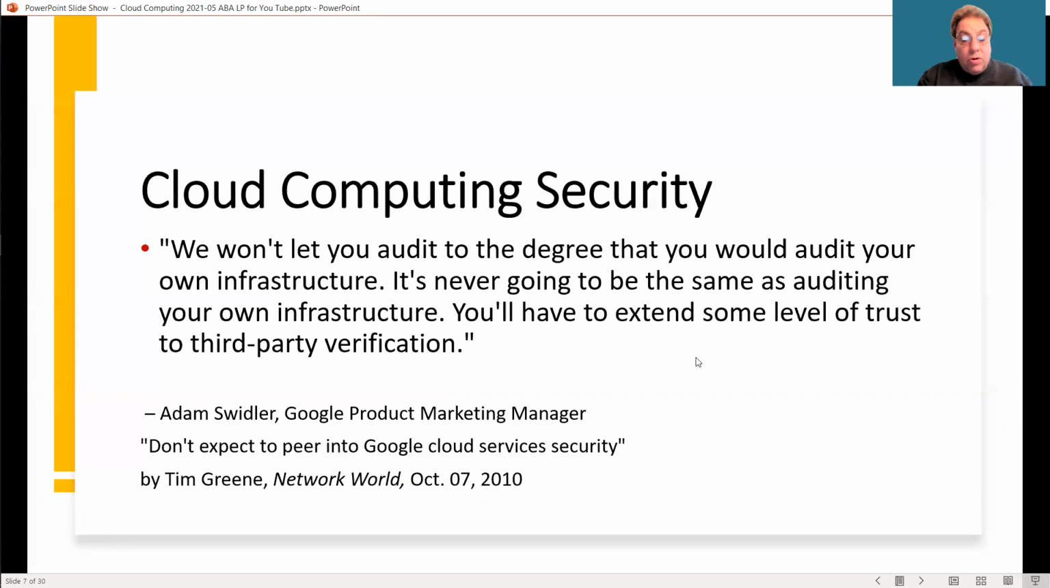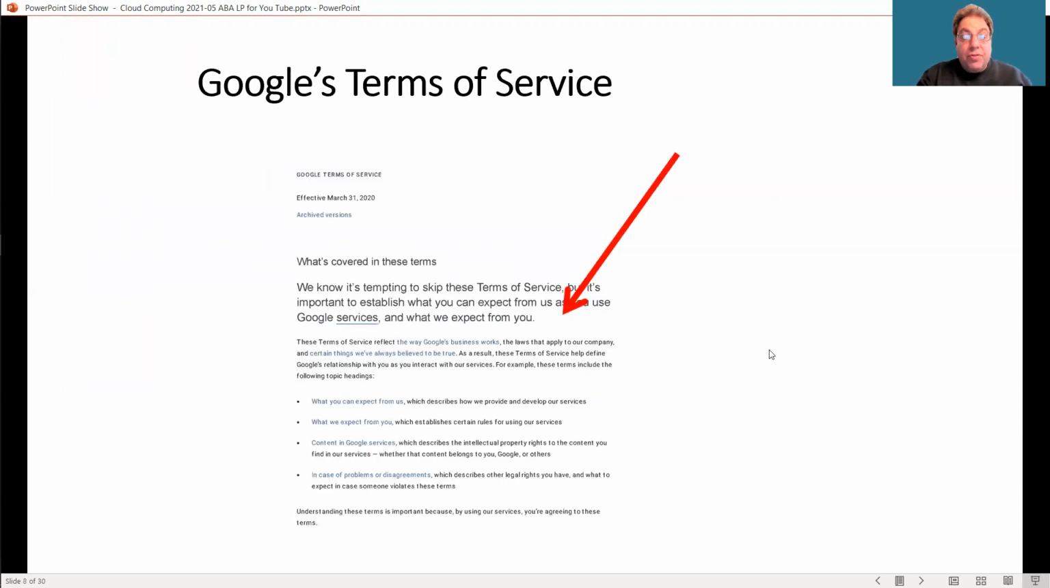And this quote from 2010 at a trial, Adam Swidler, the Google then product marketing manager, said, we're not going to let you audit, and you're going to have to trust us. Well, the good thing is that since 2010, a lot of companies are providing much more information and access and auditability than they were in 2010, but you still have to be nervous. Google's terms of service, for example, is lengthy, and it tells you everything from what you can expect from them, what they expect from you, and what happens to the content, your materials in their service.